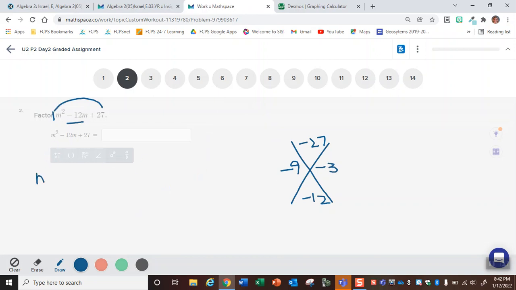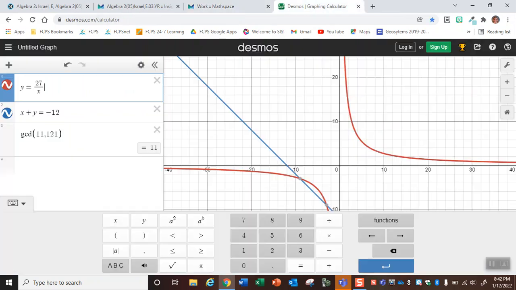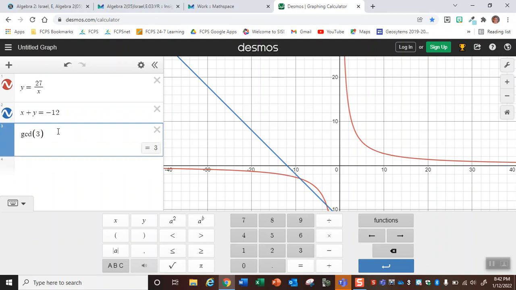Okay, and so I'll rewrite this as m squared minus 9m minus 3m plus 27. And then my common factors are m here. And then this is a minus here, so I'm going to put a minus here, and then I'm going to do my GCD of 3 and 27. 3 comma 27, and that would be 3.